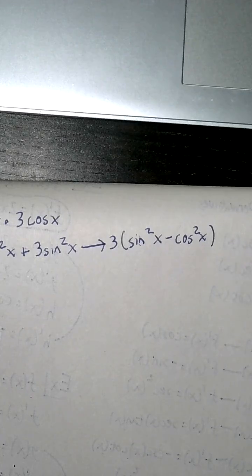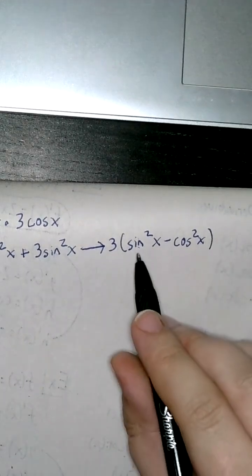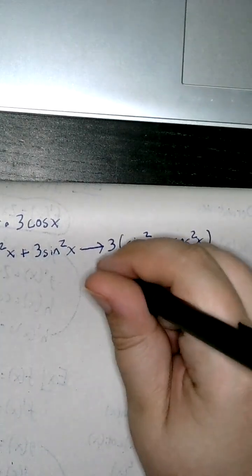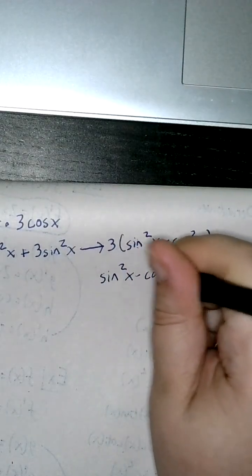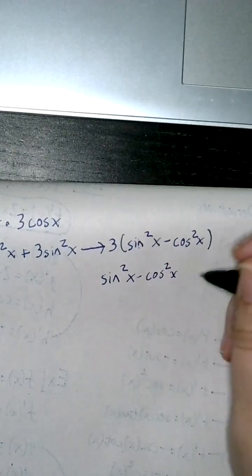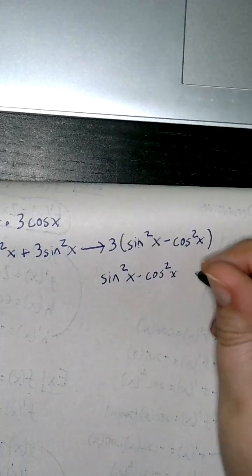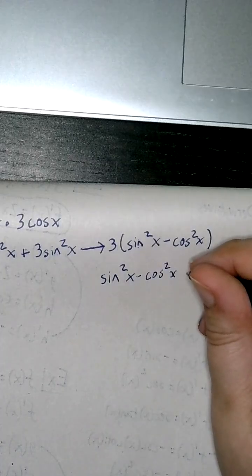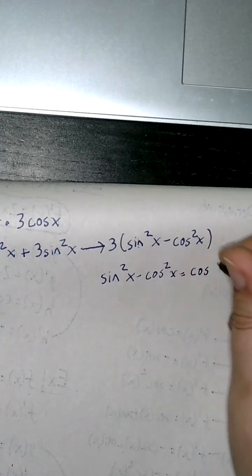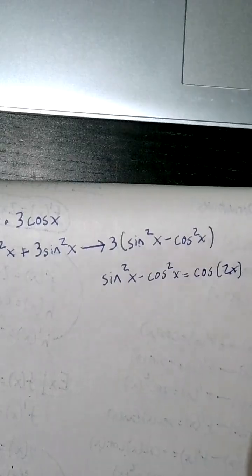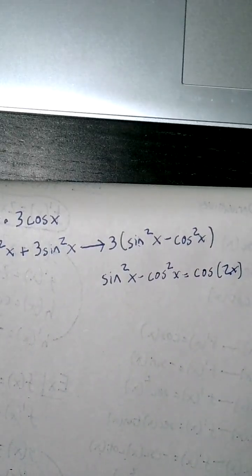You're right, MP. You're absolutely right. So there's a rule that says that sine squared x minus cosine squared x is equal to cosine of 2x. It's a double angle theorem.